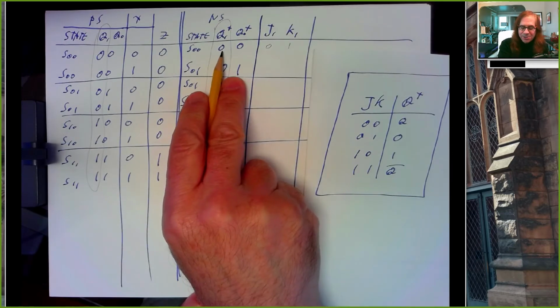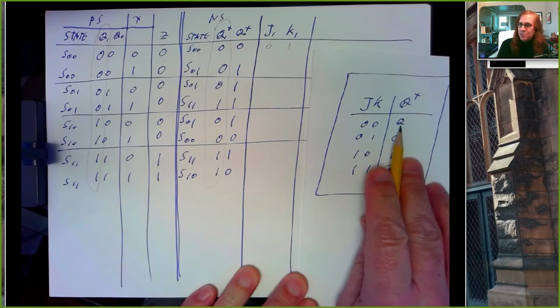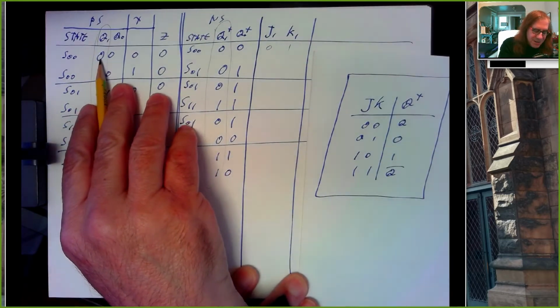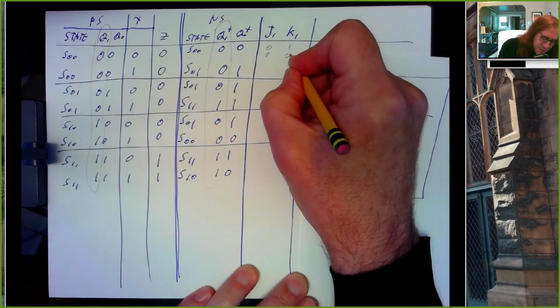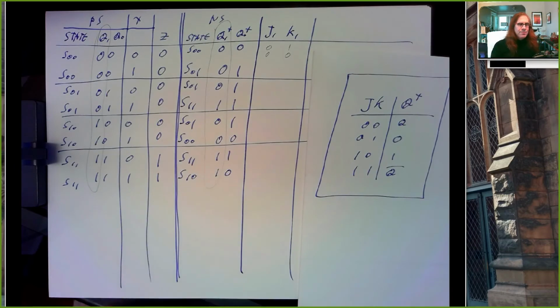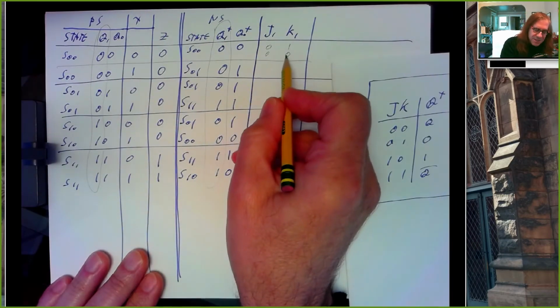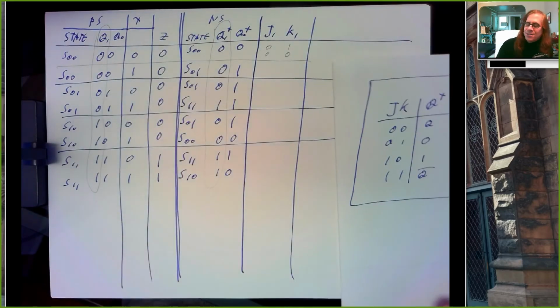But it also turns out that if we were to put in a 0, 0, what does that say? It says don't change the flip-flop. Well, since the flip-flop is a 0 right now and we want it to stay a 0, we could also put in a 0, 0. So either one of those two combinations of J and K will cause this effect, which is the new value of Q1 is 0.